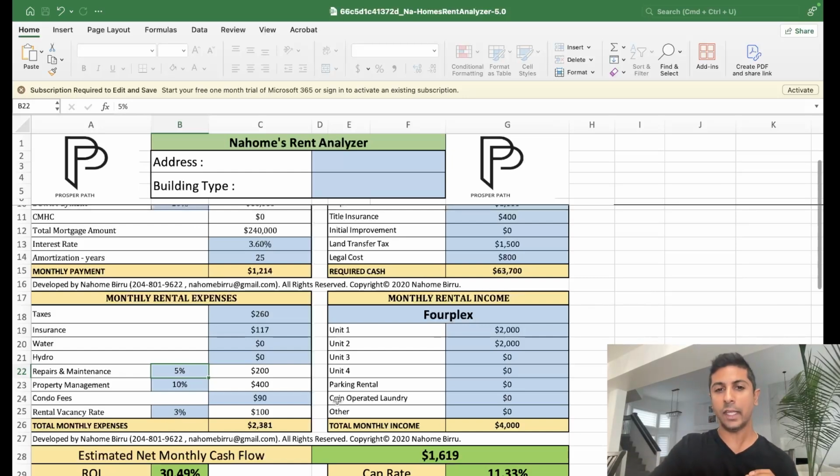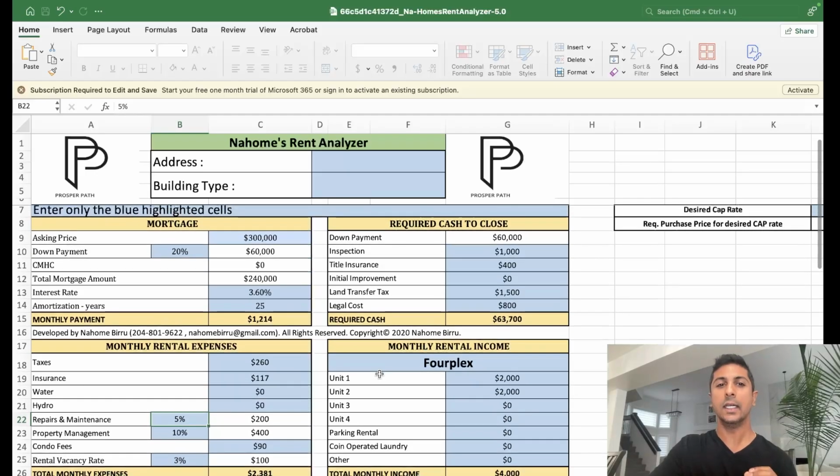Now the other thing that I've put here is what I call cash required to close. What's this property going to cost me out of my own pocket to buy it? If I put 20% down based on the $300,000 purchase price, how much money do I have to bring to the table? Here you can see that 20% down on a $300,000 purchase is $60,000 as a down payment. I have to bring that to a bank. I have to show the bank that I have that money in an account.